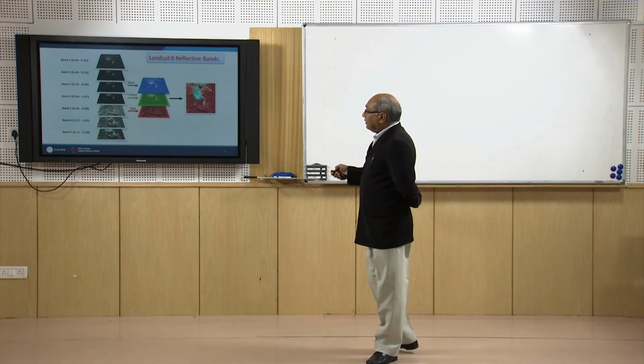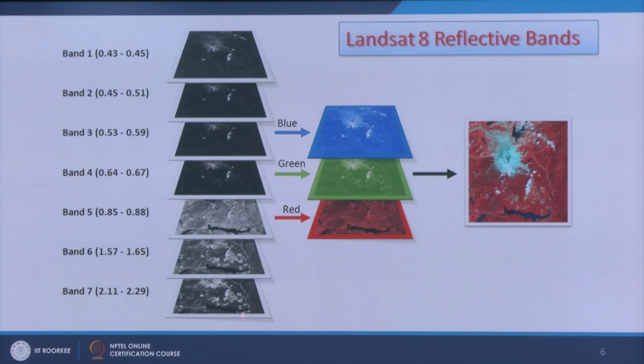This is again an example of passive remote sensing, especially with the Landsat 8 OLI series, where different bands are collecting reflective data at different parts of the EM spectrum, like band 1 between 0.43 to 0.45, and like band 7 at 2.11 to 2.29. Data is collected in different channels. One may create a false color composite.